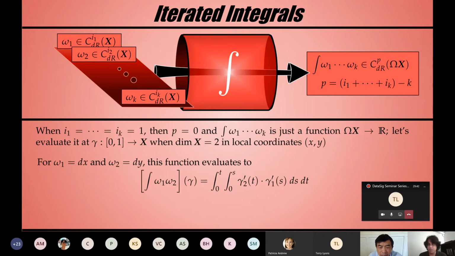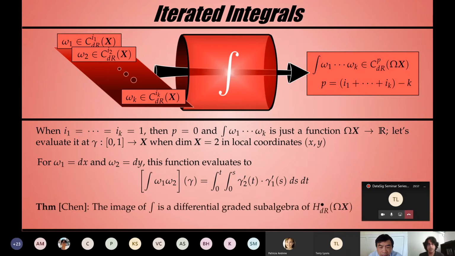This should be familiar to people who have been playing around with path signatures. This is exactly a signature of the path gamma. It's a term in the signature of the path gamma. So the image of this integral operator, as defined above, is a differential graded subalgebra. Which means it doesn't necessarily get all the cohomology of the loop space, but it gives you a huge fraction of it. So this was the idea.